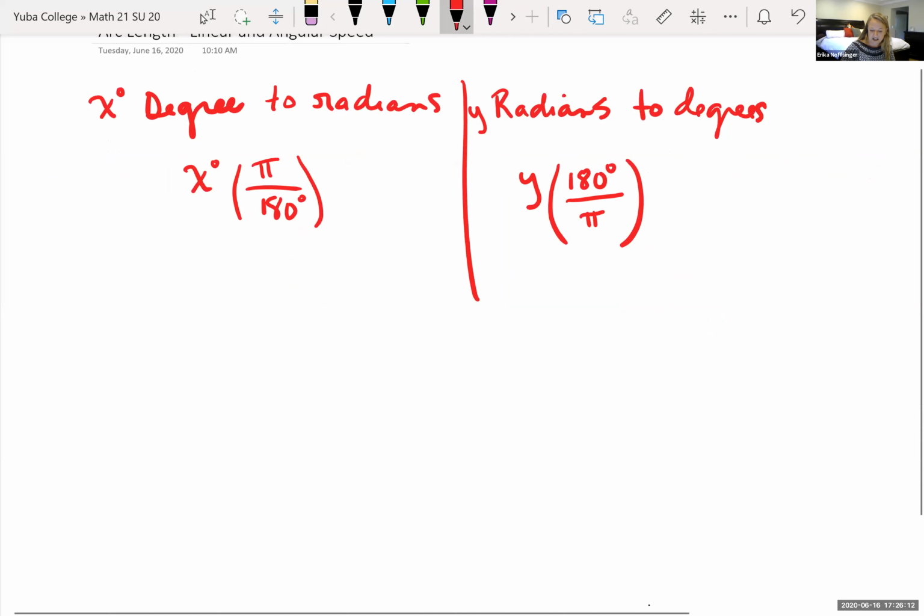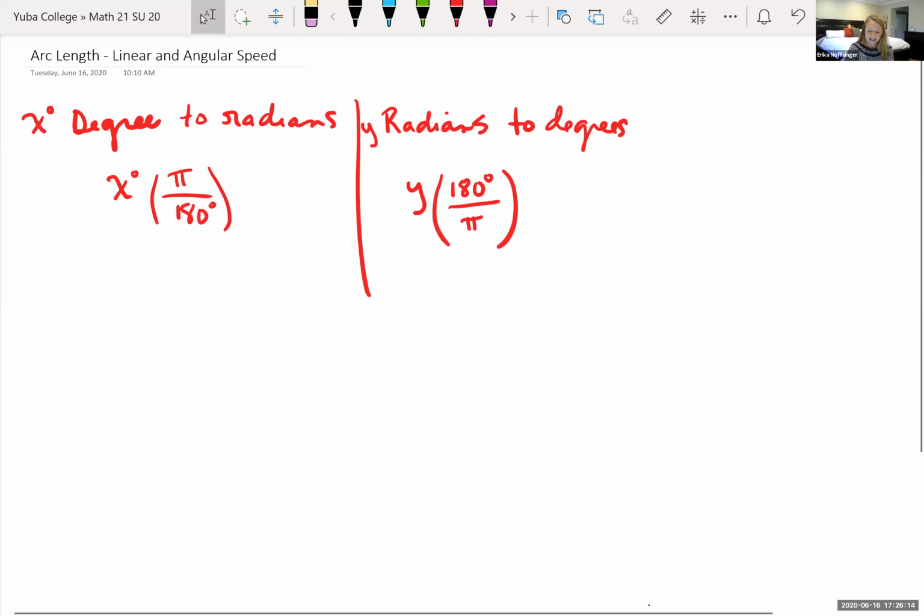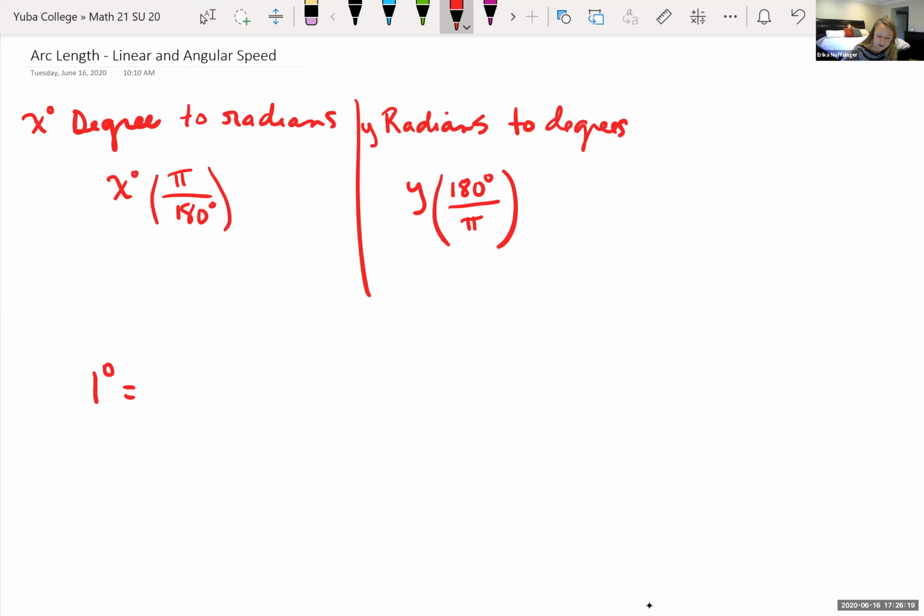And then we also talked about minutes and seconds. And so we talked about 1 degree was equal to 60 minutes. And we said that 1 minute equals 60 seconds. And we talked about the 1 dash on top of the number represented the minute, and the 2 dashes on top, kind of right-hand corner of the number, was seconds.